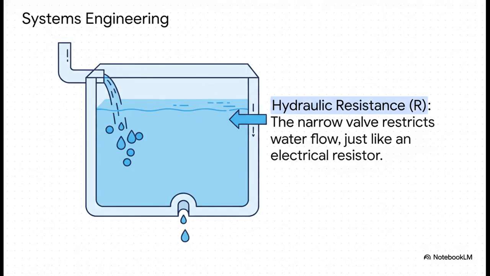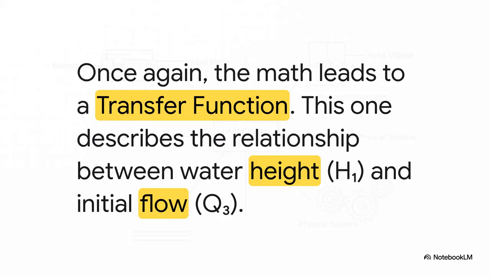And look what we have here. The same exact concepts popping up again. The little valve that restricts the flow of water, that acts just like an electrical resistor. We call it hydraulic resistance. And the tank itself, storing water, that's our hydraulic capacitance, just like an electrical capacitor stores charge. It's the same pattern. So at this point, you can probably guess what happens next, right?